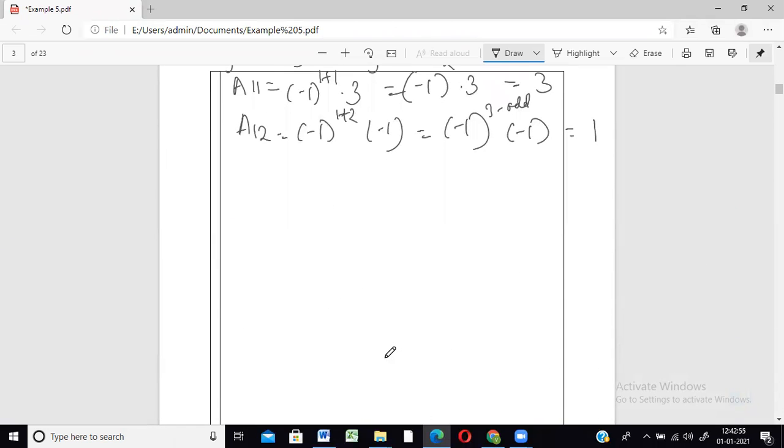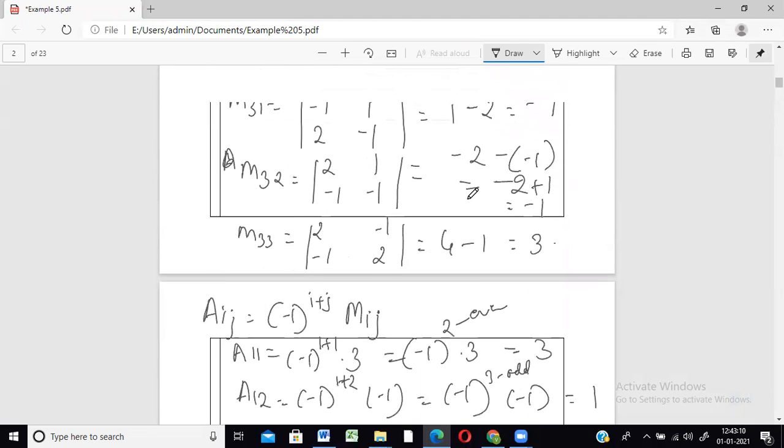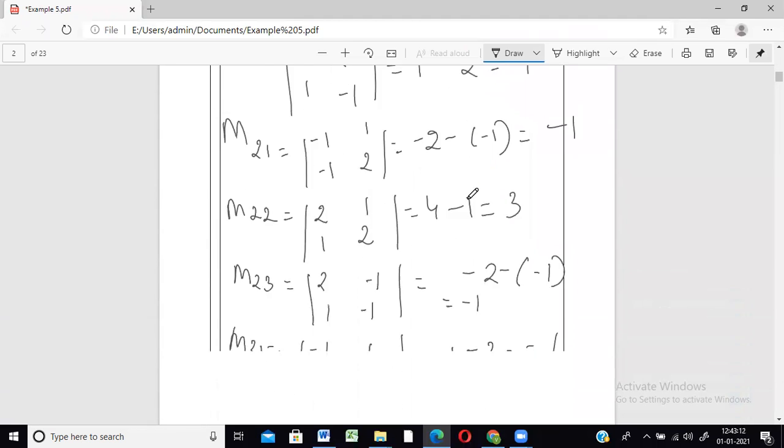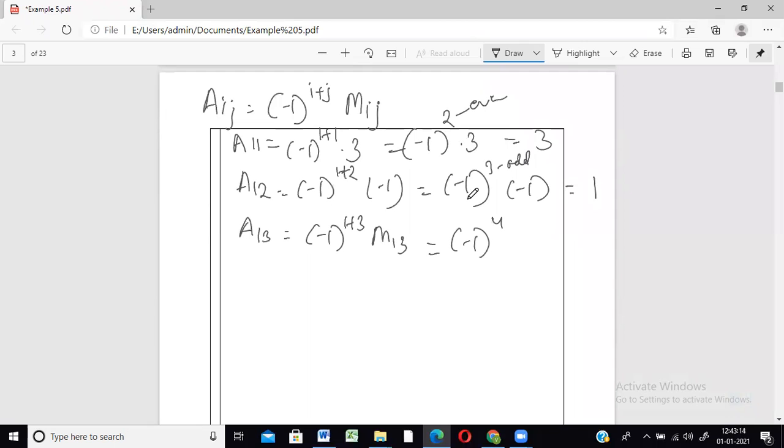All right. So let us quickly do it for A13 as well. A13 will be -1 raised to 1 plus 3 into M13. So -1 raised to 1 plus 3 is 4, which is again even. So even, I've told you, it is not going to change. So what is M13? -1, right? So that is not going to change. This will be -1. Okay.